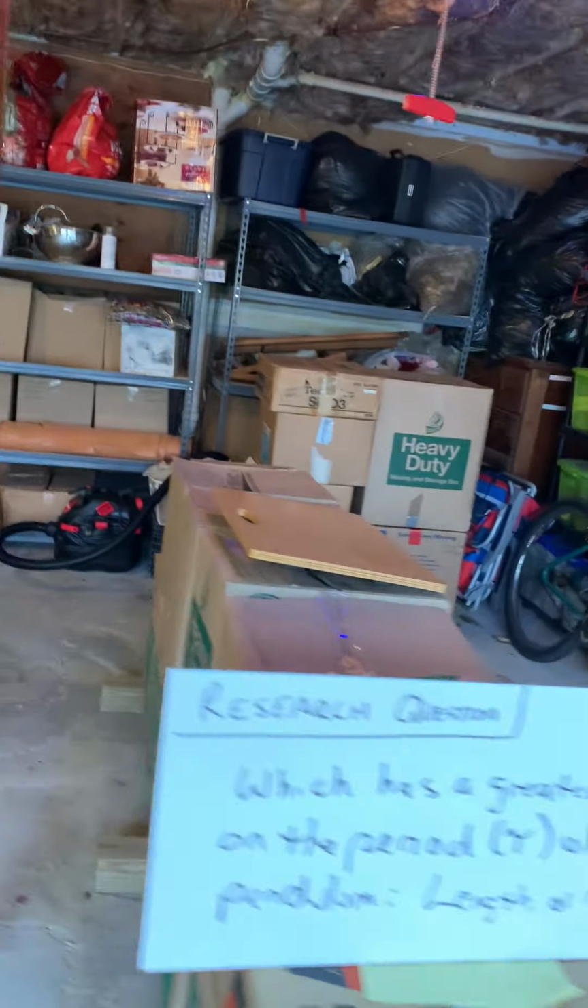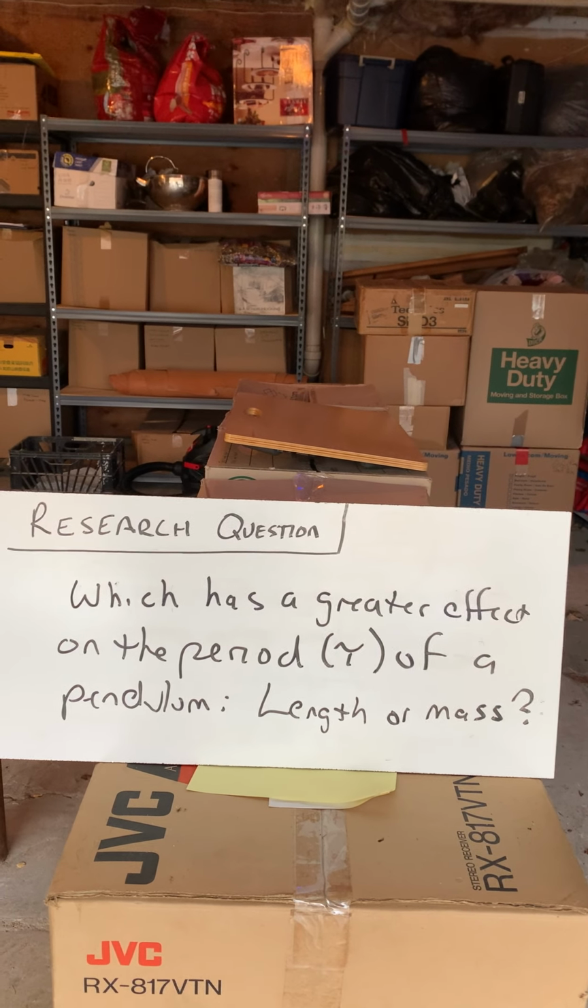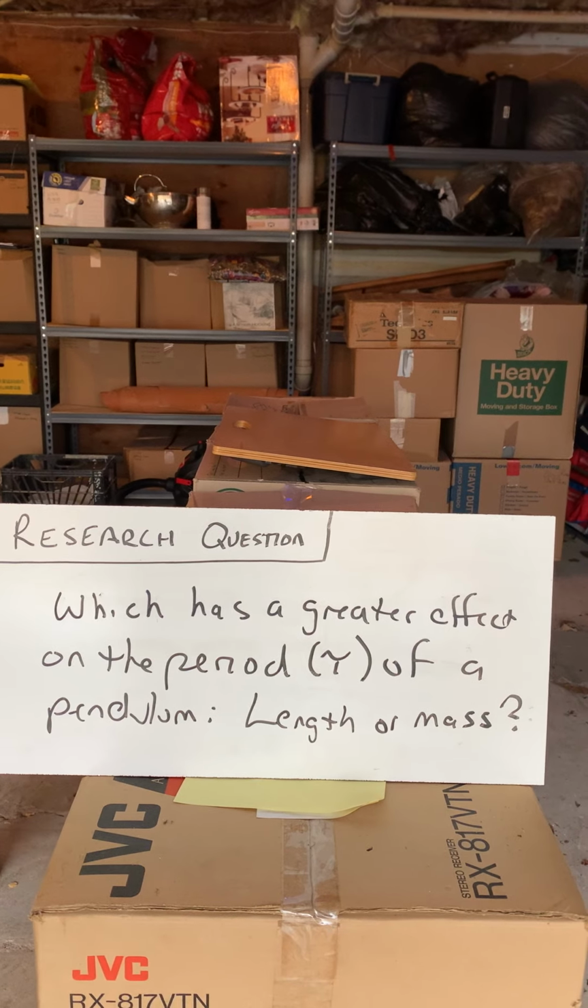So let's recall first the research question. What we're trying to figure out is which has a greater effect on the period of a pendulum, the length or the mass? And so obviously what that implies is you're going to carry out controlled experiments. If you want to test for length, you're going to control all the variables except for length and then systematically vary the length of your pendulum. If you want to test for mass, you're going to control all the variables and then systematically vary the mass. And from that, if you carry this out carefully, we should be able to tease out the relative effects.